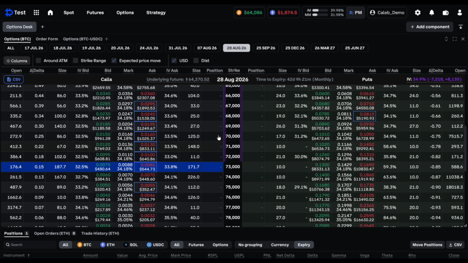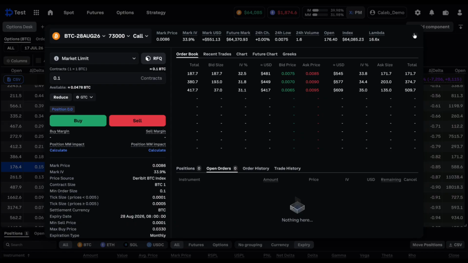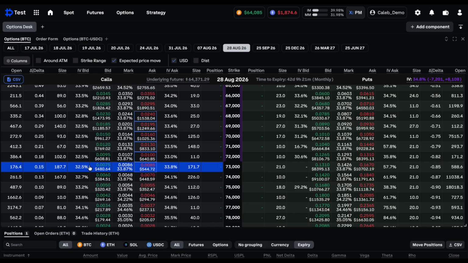Okay, so to sell, all you have to do is come here, like I showed you guys on the chart, right? I want to sell at this level. So what I'm going to do, I'm going to come here, and very importantly, before I come here, I'm going to look at the bid and ask price.